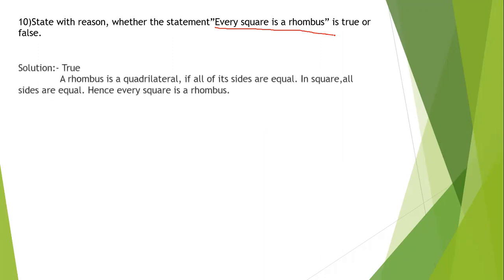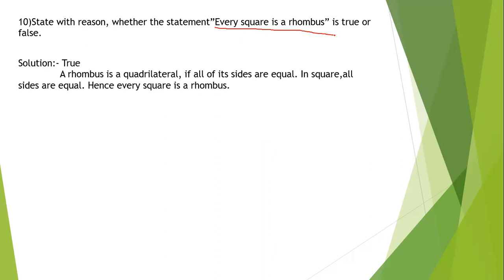So this statement is true. And why is it true? Because a rhombus is a quadrilateral; if it has all the sides equal, we call it a rhombus. Means rhombus is having all the sides equal. In the same way, in a square, all the sides are equal. So square also has all the sides equal and rhombus also has all the sides equal. Hence, we can say that every square is a rhombus. So the statement is true.